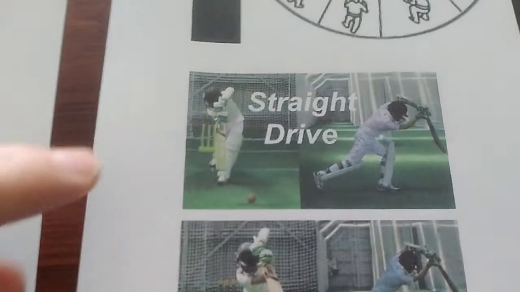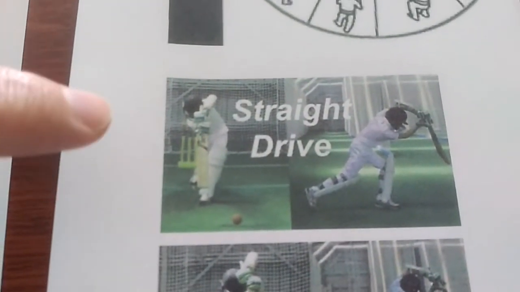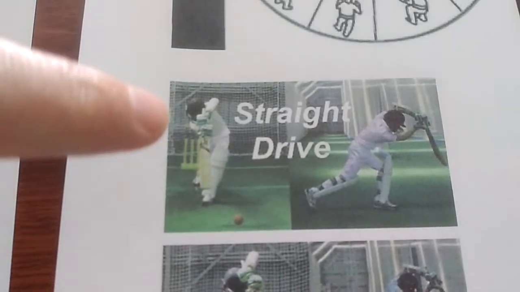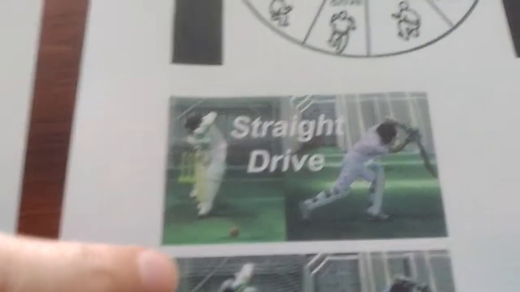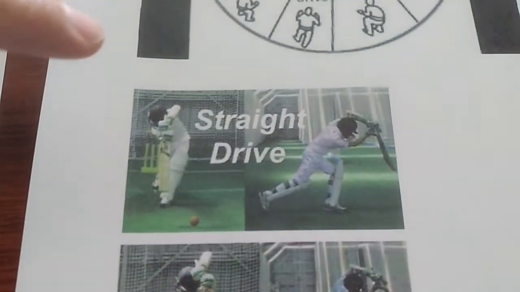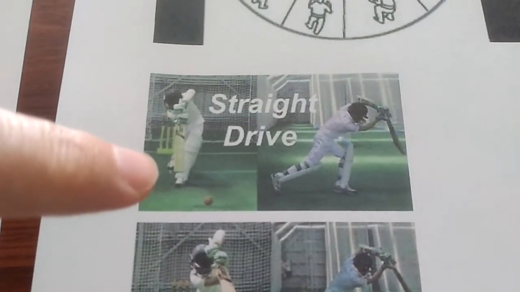There's a picture there of someone straight driving the ball. You can see that he has a very straight bat and he wants to hit it straight in front of him. You see over here that he follows through straight down the pitch. So he hits the ball straight back towards the bowler, hopefully past the bowler for runs.